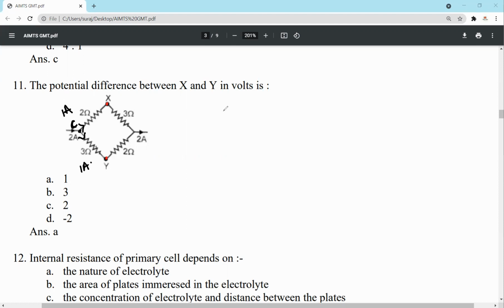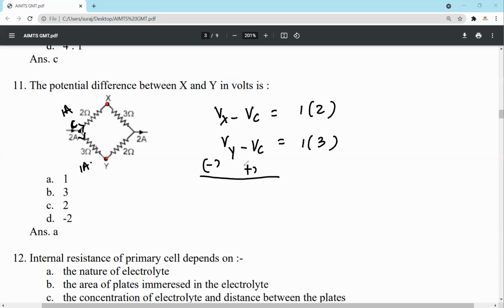So I can write Vx minus Vc equal to I into R. Correct? V is equal to IR for this 2 ohm resistor. Similarly, for this, Vy minus Vc equal to I into R. So what I want is the potential difference between x and y. So just subtract. This becomes plus.